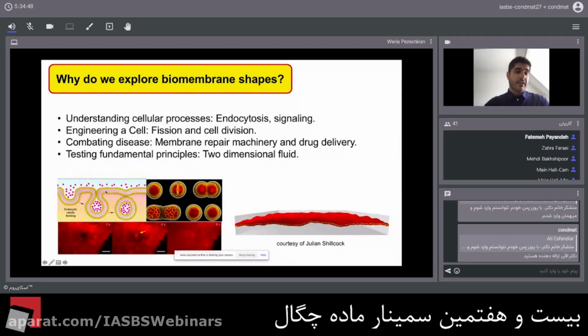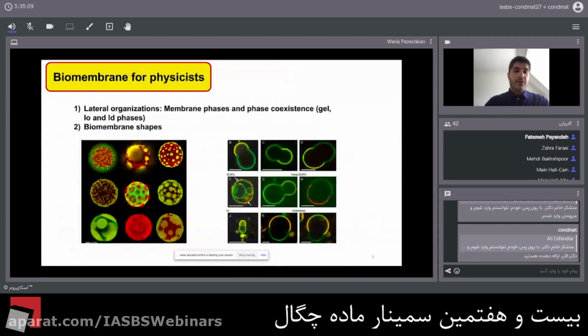And last but not least, membranes give you a very good material to investigate physical principles. They are a two-dimensional fluid, and you can study the formation of different shapes. You can study hydrodynamics in them in two-dimensional systems. As a physicist, there are two areas that are very interesting to investigate. There are more, but my favorite parts are these two.